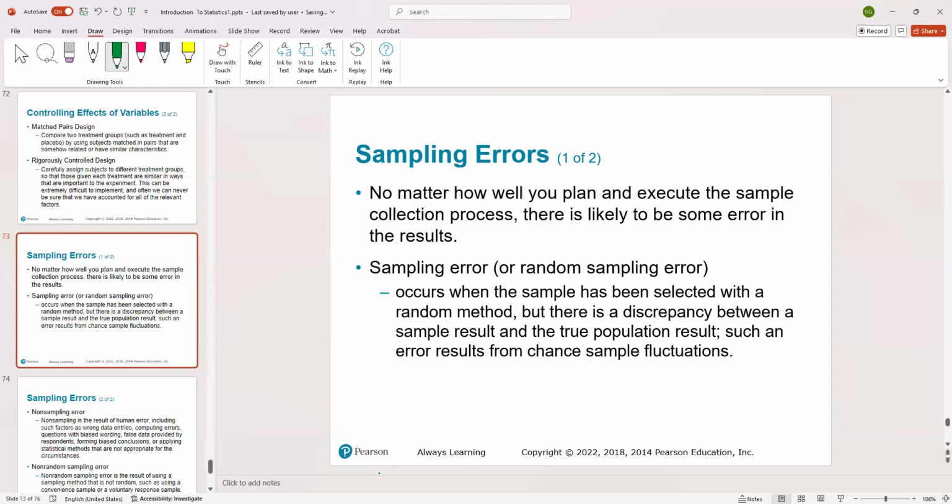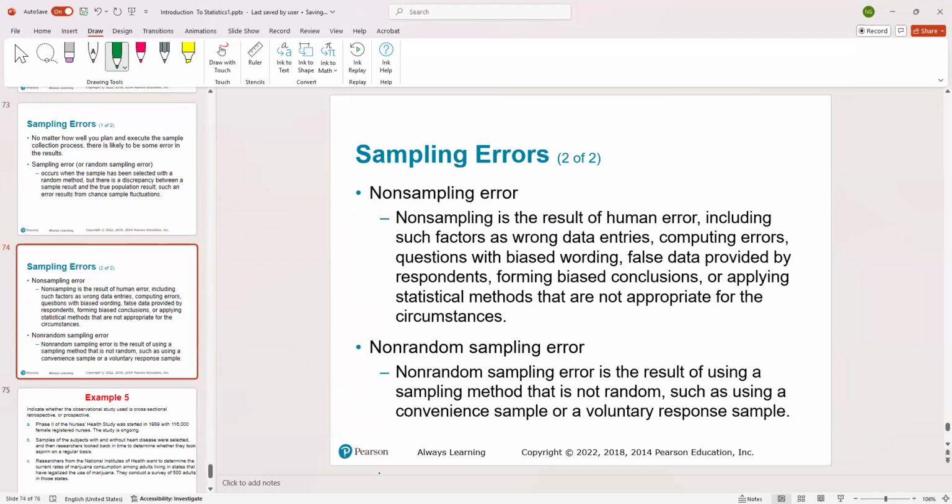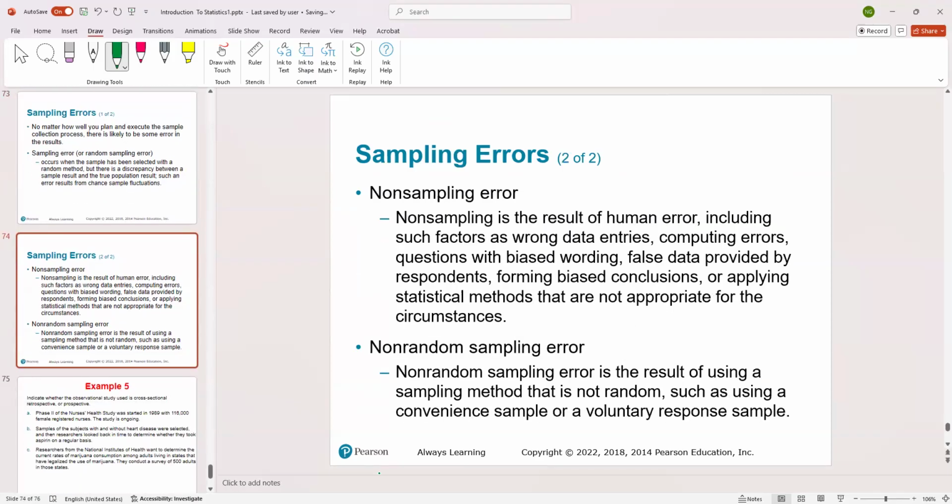So a non-sampling error is the result of human error, including such factors as wrong data entries, computing errors, questions with biased wording, false data provided by respondents, forming biased conclusions, or applying statistical methods that are not appropriate for the circumstance. So non-sampling has nothing to do with the data you collect, but mostly because of computers, all this technology we use, or the methods we apply, right? So that is non-sampling error.